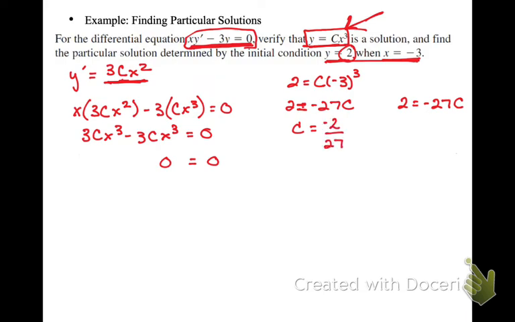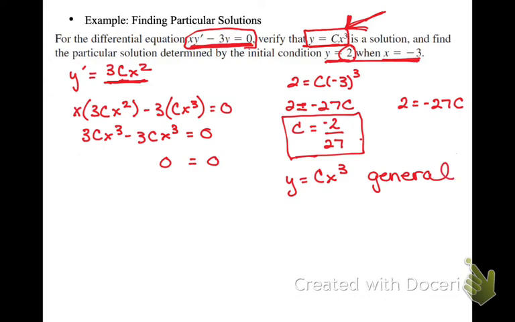Okay, so if c equals negative 2 over 27, all I need to do is plug c into what? Since it is a solution, I just plug c into my general. So this was my general. So what is my particular? y equals, what's c? Negative 2 over 27. So negative 2x cubed over 27.